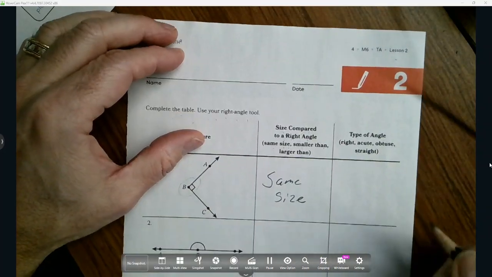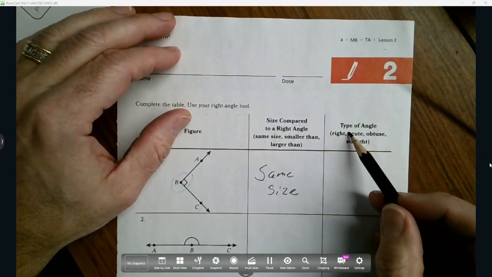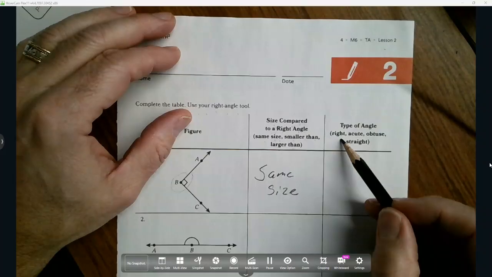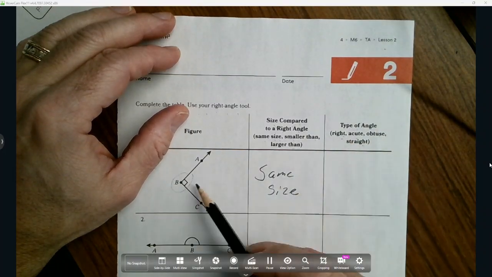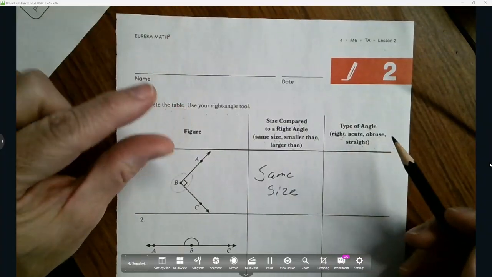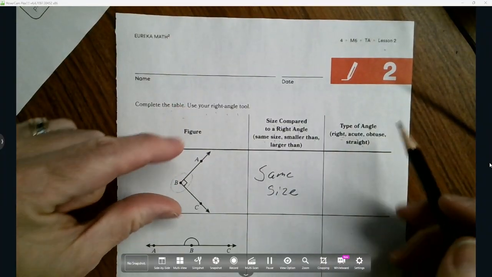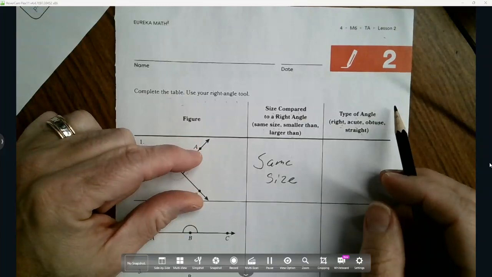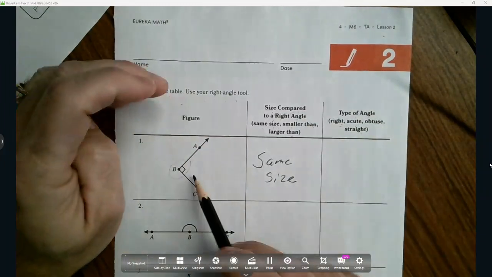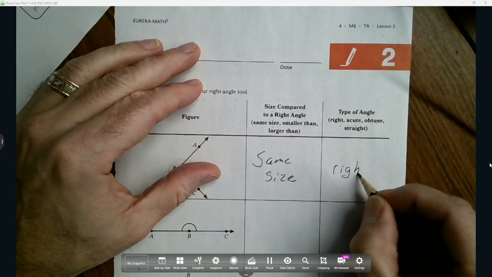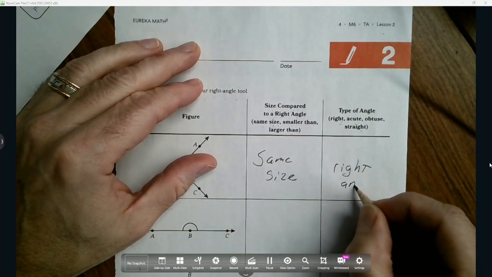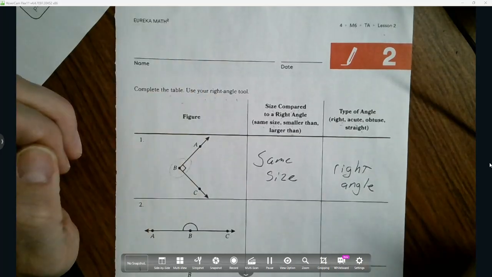size. Okay. Type of angle, right angle, acute angle, obtuse angle. Remember, right angle means there's a square there. Acute, remember, I think of it like something that's little and cute, which means it's smaller than a right angle. And obtuse is bigger than a right angle. So we know this one is our right. And if you want to, you should put the word angle on there.